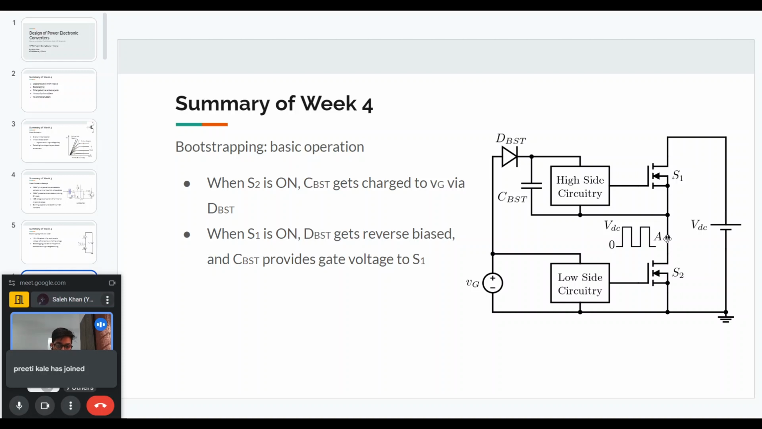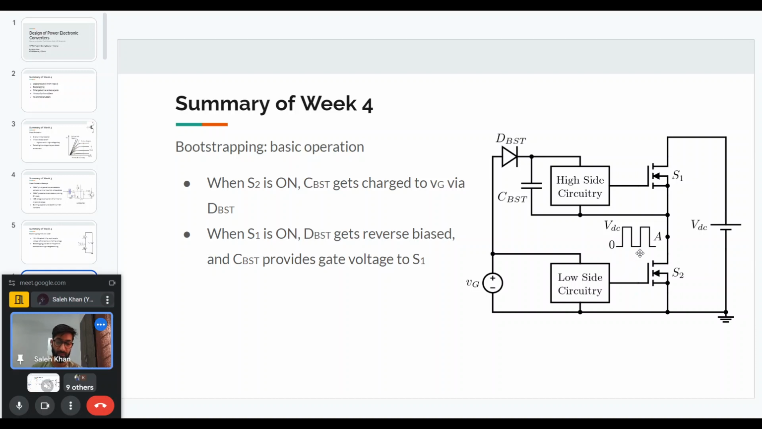In that case, the potential of point A will be VDC, which means that this diode will be reverse biased. Now the voltage across C bootstrap, which was initially charged to VG, will be used to drive S1. So this is basically the principle of how the bootstrap operation works.